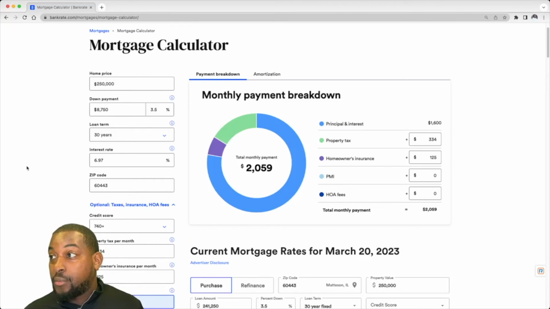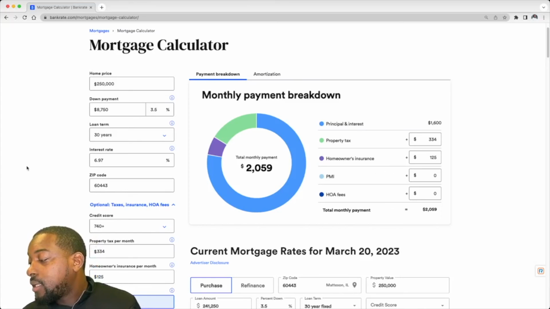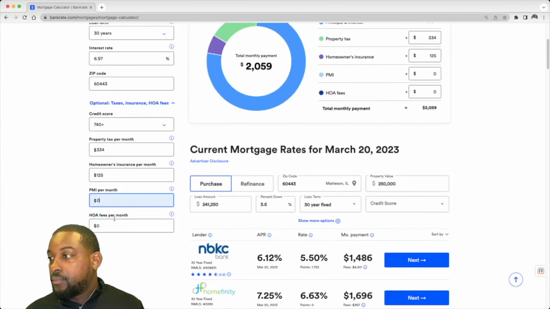Okay, so 250,000. Actually, you're going to subtract your down payment, which is 8,750 in this case, and it's going to be 241,250 times. Right now, that PMI rate is at 0.55. So you're going to take that number, multiply it by 0.55 percent, and that's going to put you at 132. Okay, so $132.